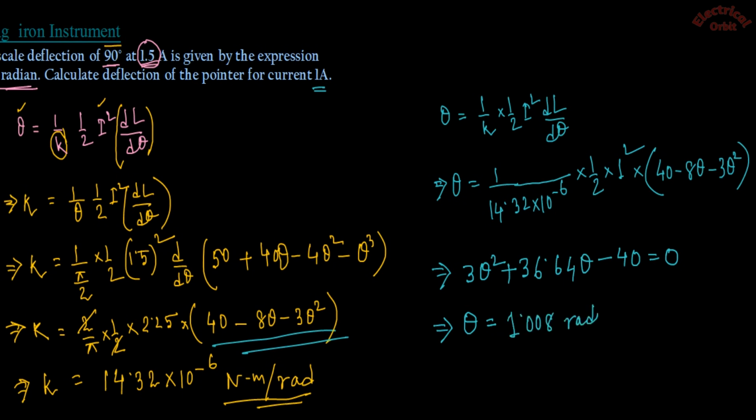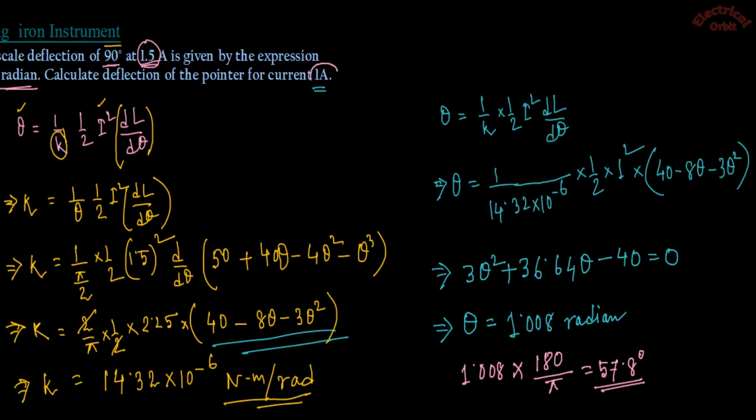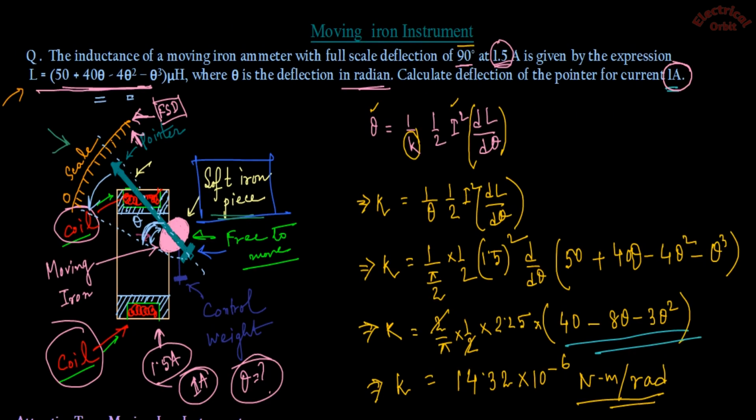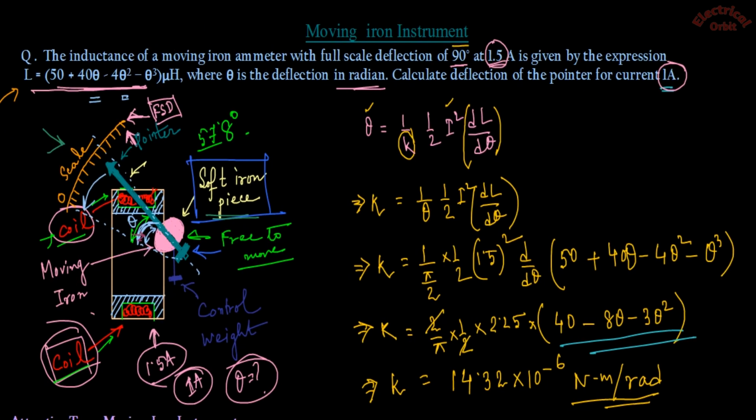1.008 radian. Now if you want to convert this radian into degree, just multiply it by 180 by pi, that is 57.8 degree. So when 1 ampere current flows through this coil, the pointer will be deflected. The deflection will be 57.8 degree. That means this particular angle is 57.8 degree.